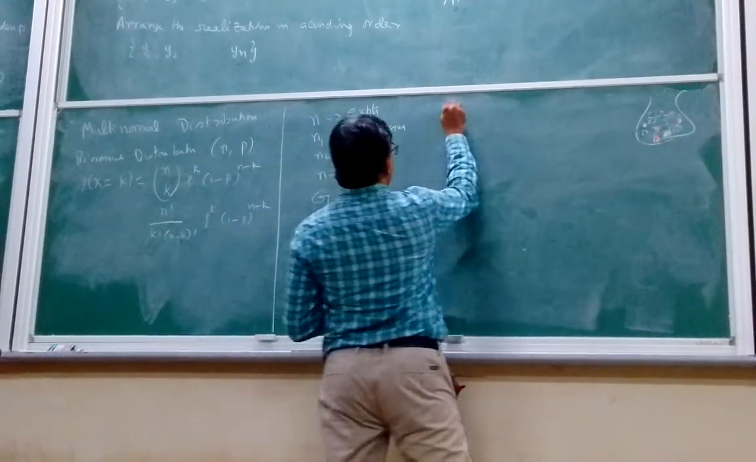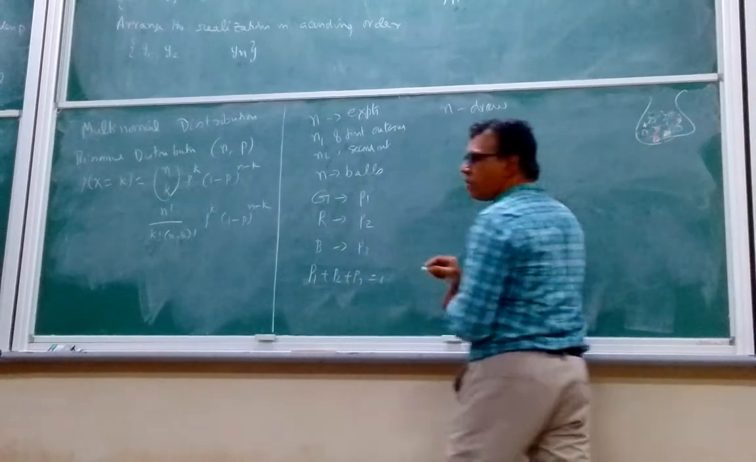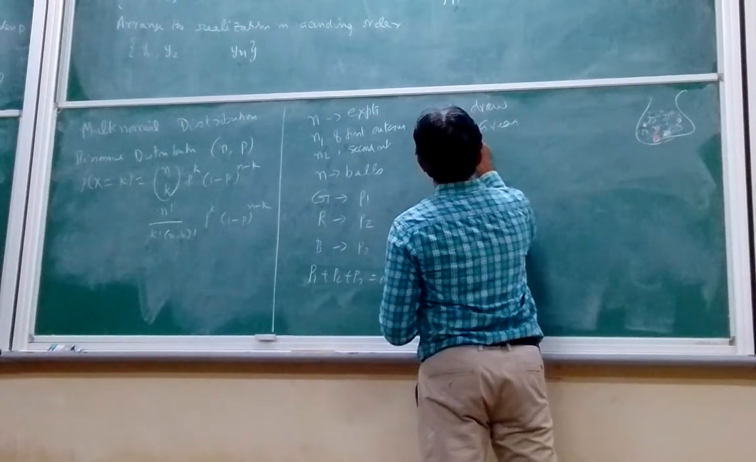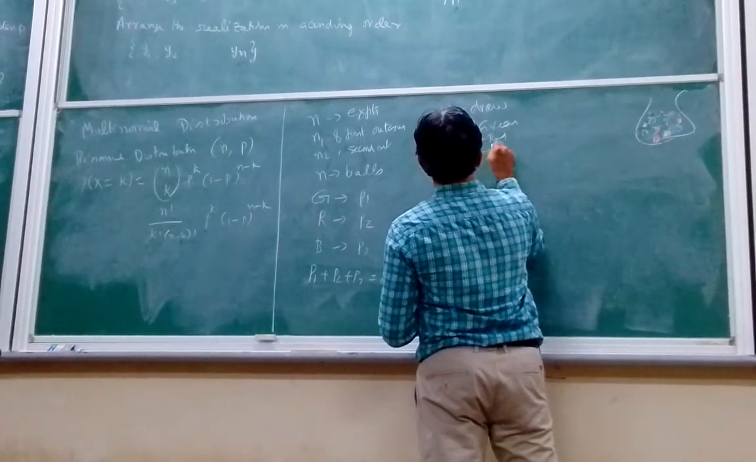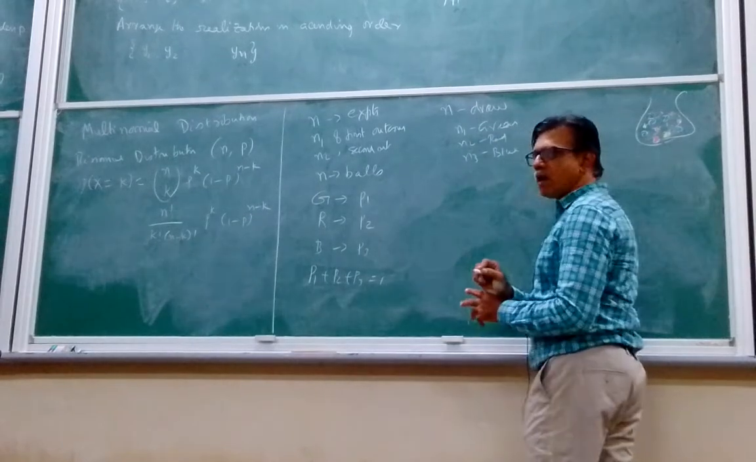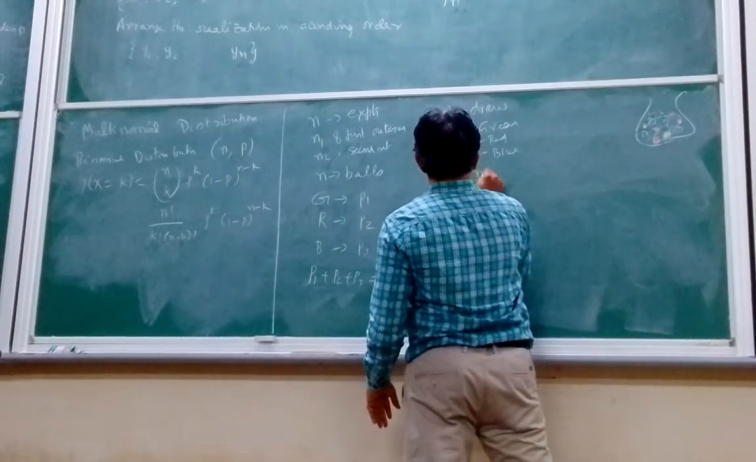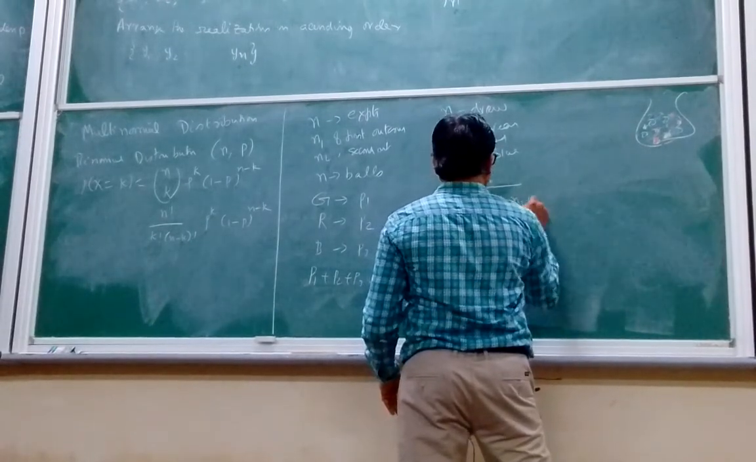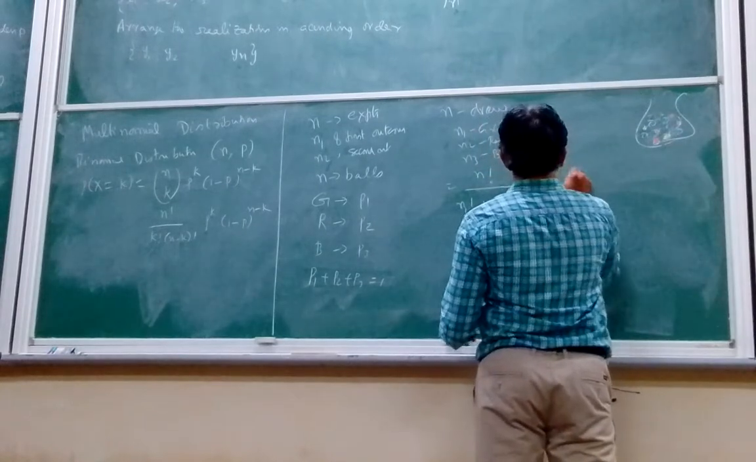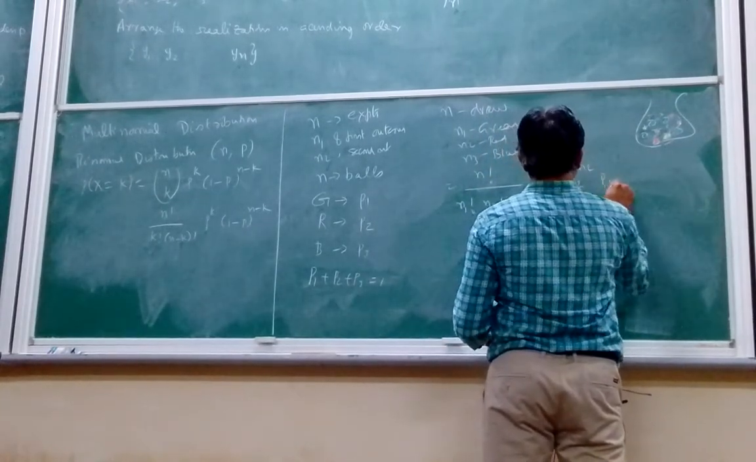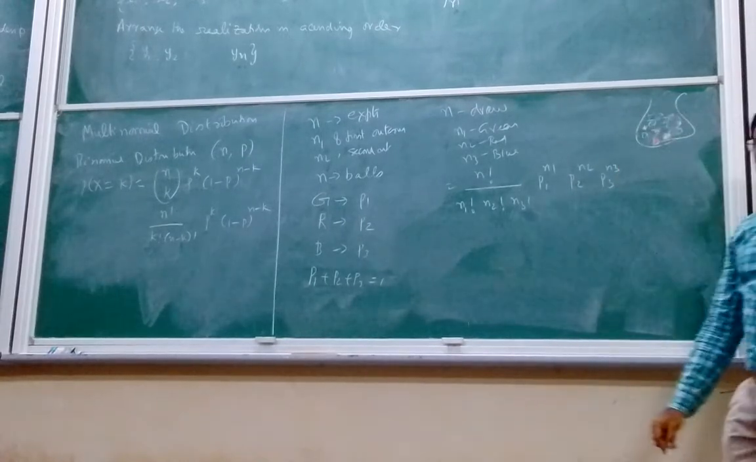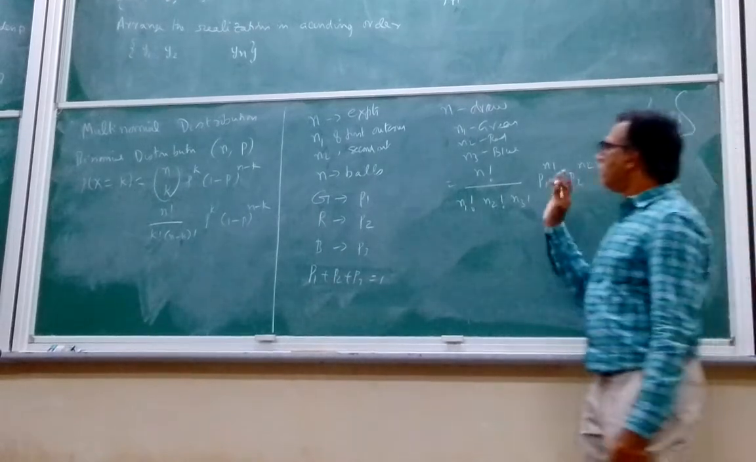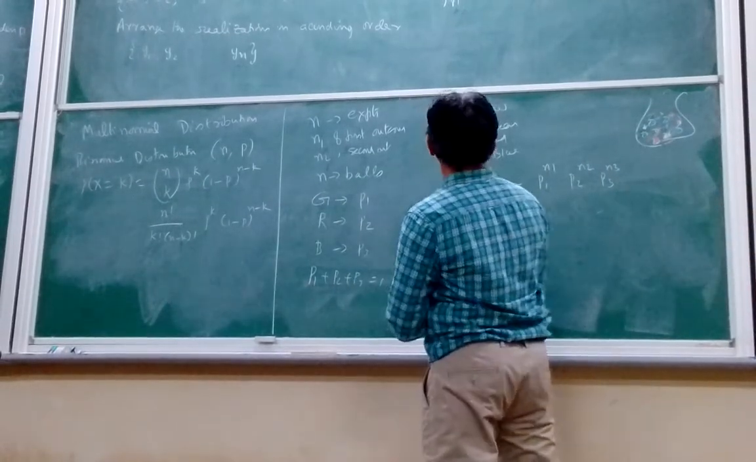Now I draw n balls, out of which I am looking for n1 green balls, n2 red balls, n3 blue balls, and the corresponding probability will be n factorial divided by n1 factorial, n2 factorial, n3 factorial, times p1 power n1, p2 power n2, p3 power n3. Okay? So this is the multinomial distribution. We will make use of it in order to derive the distribution of x(i).